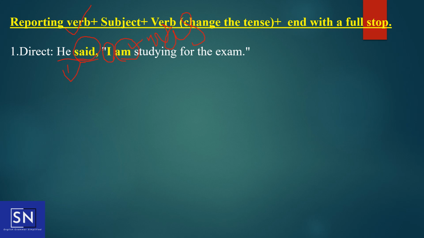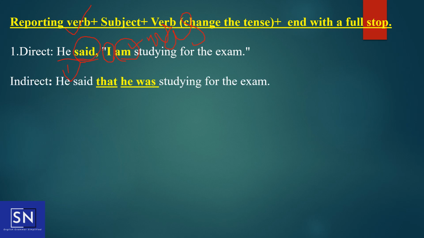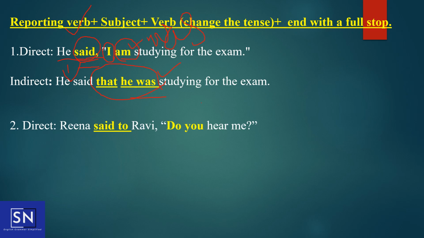So, maintain the rest of the sentence. The remaining part of the sentence is already adjusted for tense. So, the answer is he said that he was studying for the exam. The highlighted part mentioned here is very important. So he said, I'm studying for the exam. Am changed to was, I changed to he, and since it is an assertive sentence, you should use said as a reporting verb, and that is the conjunction.